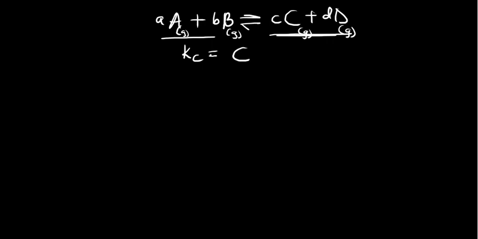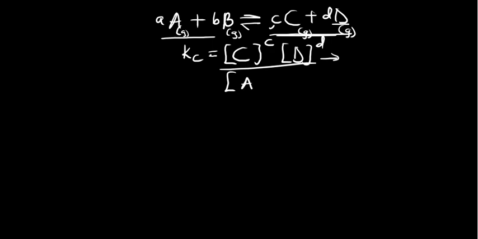You write it like this: C raised to the power of small c, in the top position, and D raised to the power of small d, will be on the top. Similarly, your reactants will be at the denominator and your products will be at the numerator. So your reactants will be at the denominator: A raised to power a, and B raised to power b.